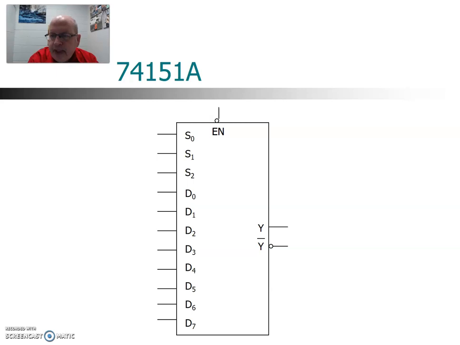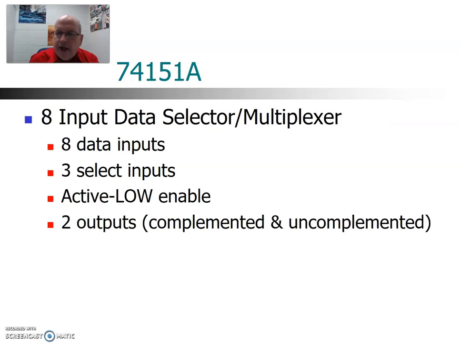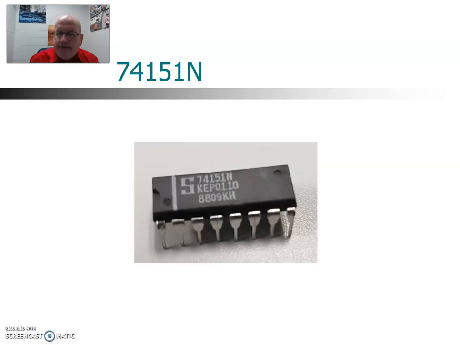This also has an enable input, an active low enable input that basically turns the device on and off. So the 153 is a 4-input data selector, and there's 1 output for each one. So that's one variation of this. A 151 is an 8-input. So again, there'll be 3 select inputs. And the enable is active low and has the 2 outputs like we saw, both the regular and the complemented.